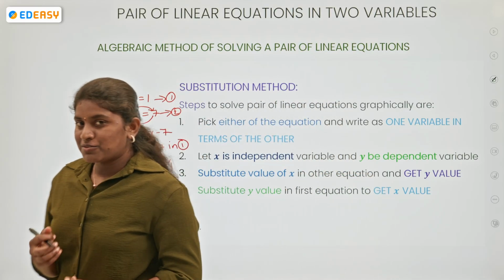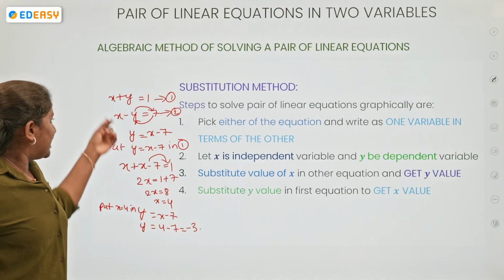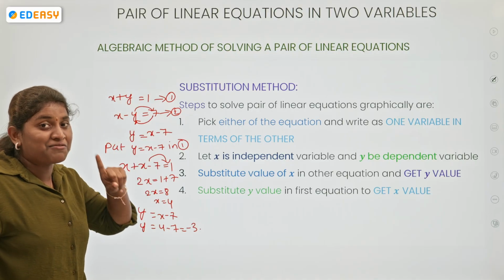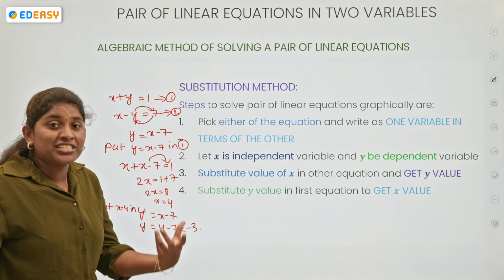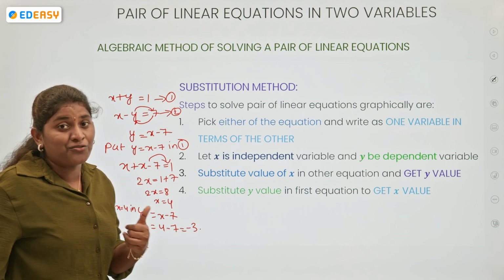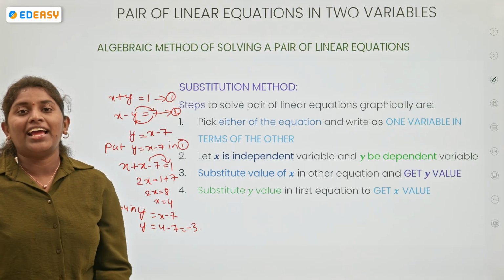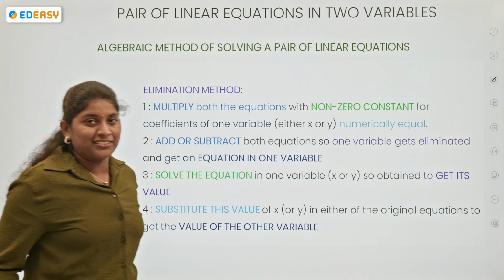So what about the substitution method? If we have simple values, then we can find them. Here the coefficients of x and y are 1. But what if we have large numbers, like 2-digit or 3-digit numbers? How can we simplify them? For that reason, let's go for the elimination method. Okay, so now what is the elimination method?